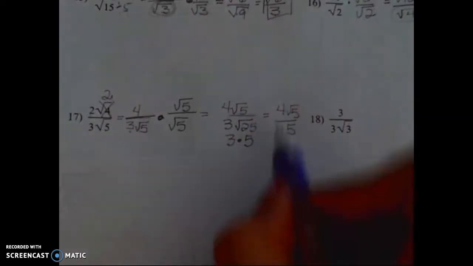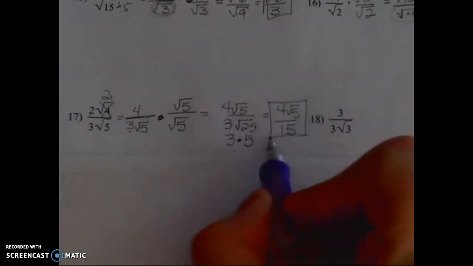Then you check to see if there's anything here that you can simplify one last time. There's not. So you're finished.